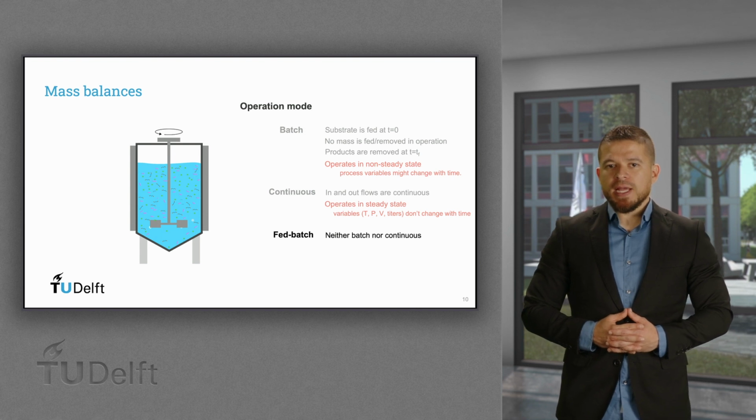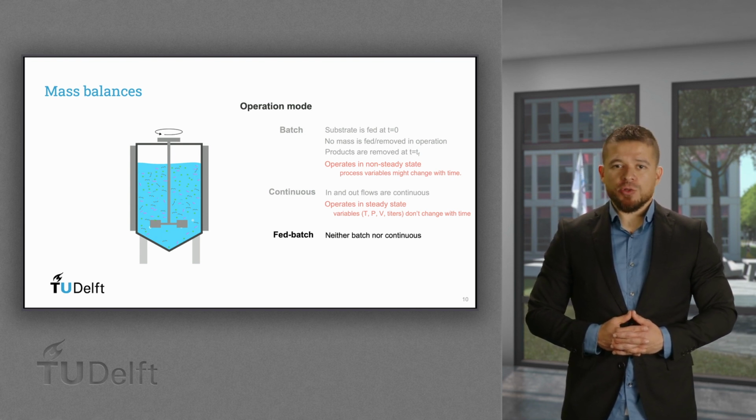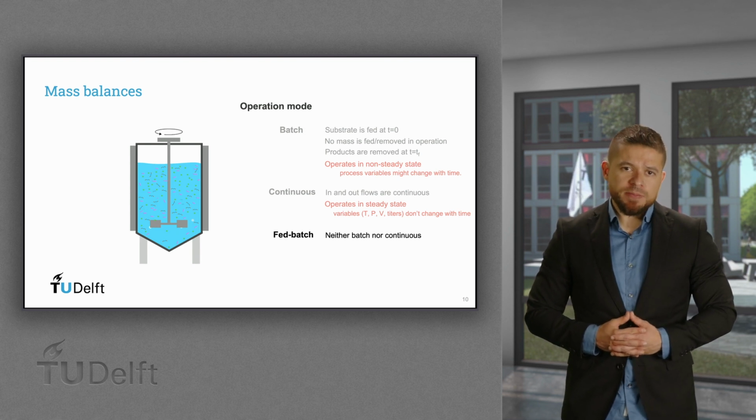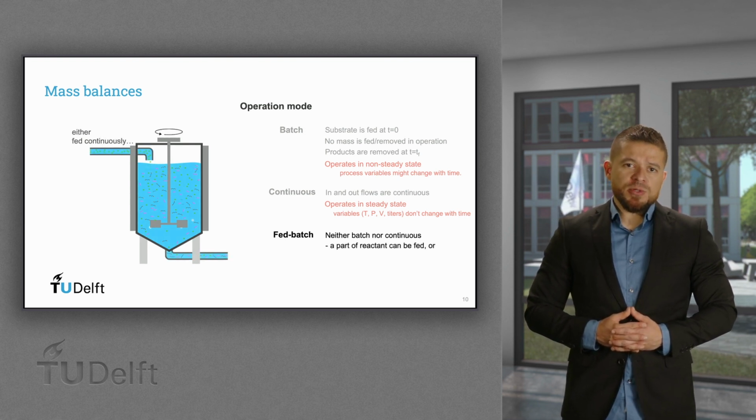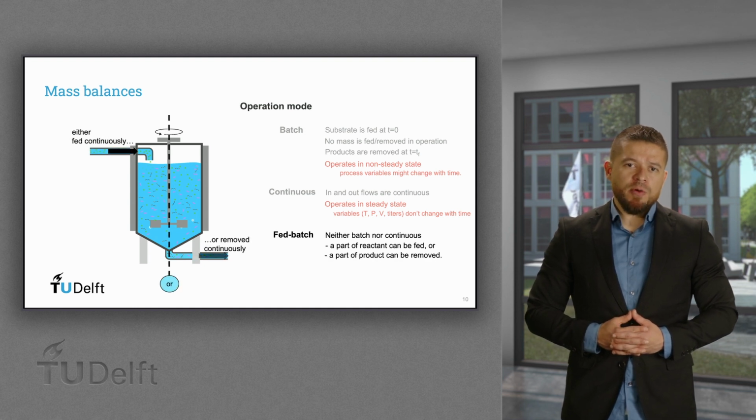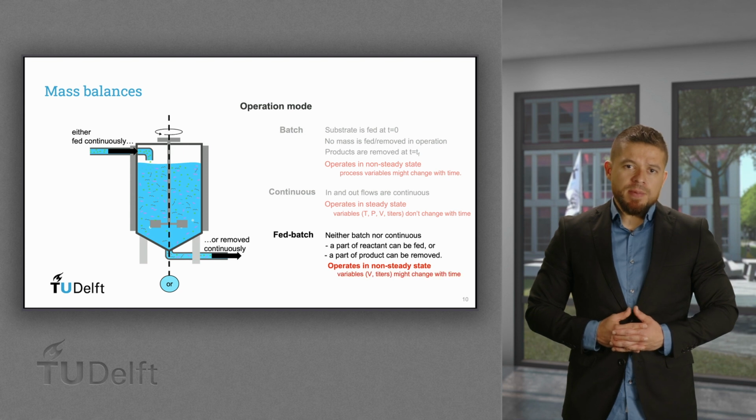The fed batch process has elements of the batch and continuous systems, and we could say that it is just a point in between. In this case, part of the substrate is continuously fed to the system, or part of the products are continuously removed from the system. This is again a non-steady state system where process variables do change along the process.